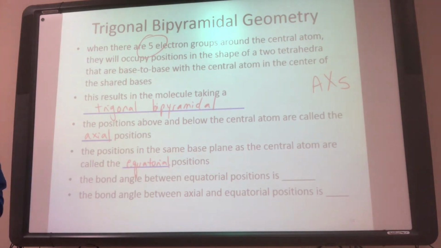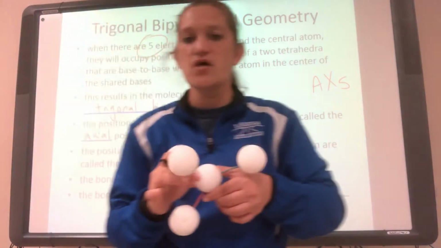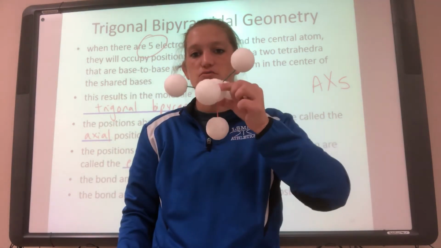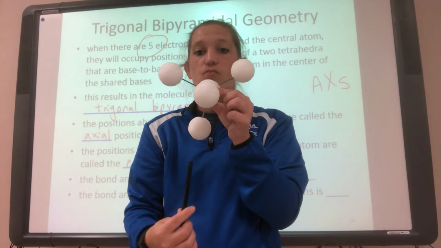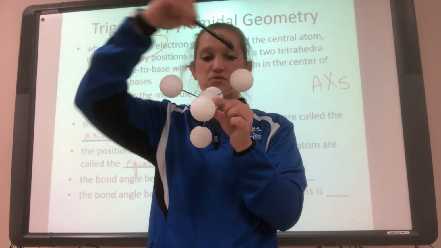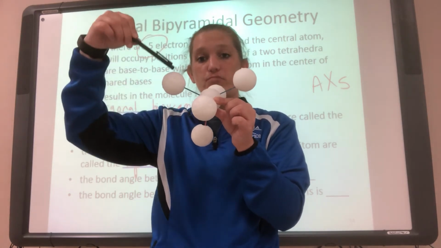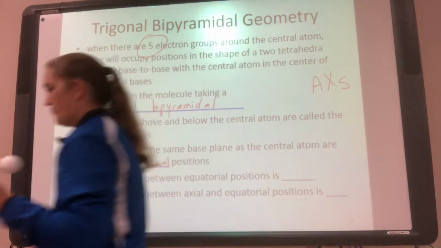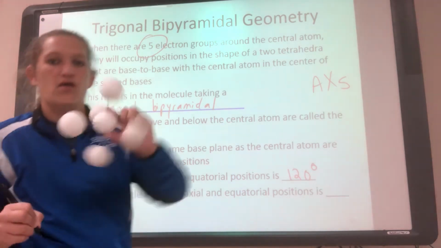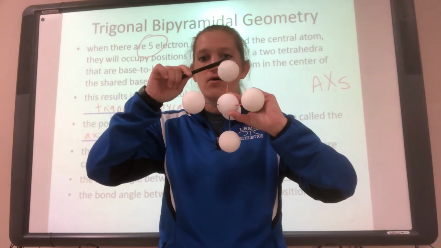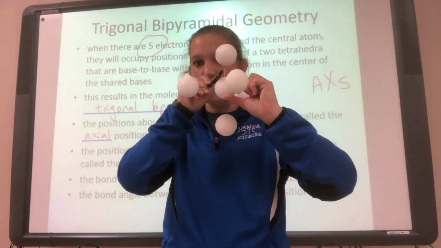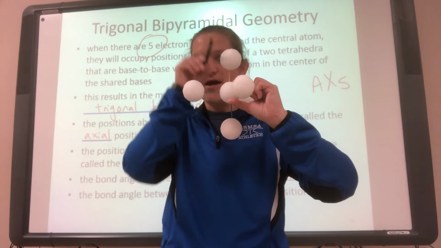All right, so let's talk about the bond angles. So first we want to talk about the bond angle between my equatorial positions. I just took it and twisted it down. So this is the triangle, right? So what did we say? It's the same thing as trigonal planar, this triangle. So between one equatorial to an equatorial is the same as trigonal planar, which was 120. So equatorial to equatorial is 120. Okay? If I flip it back up, the top to this equatorial, axial to equatorial, this is a 90 degree.